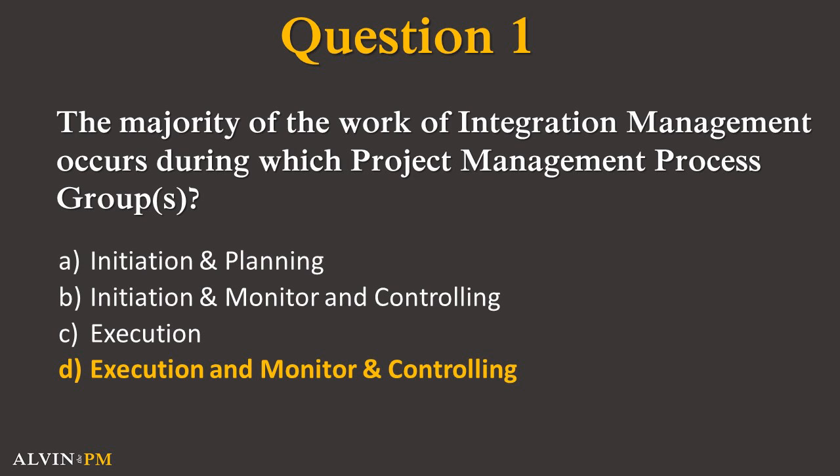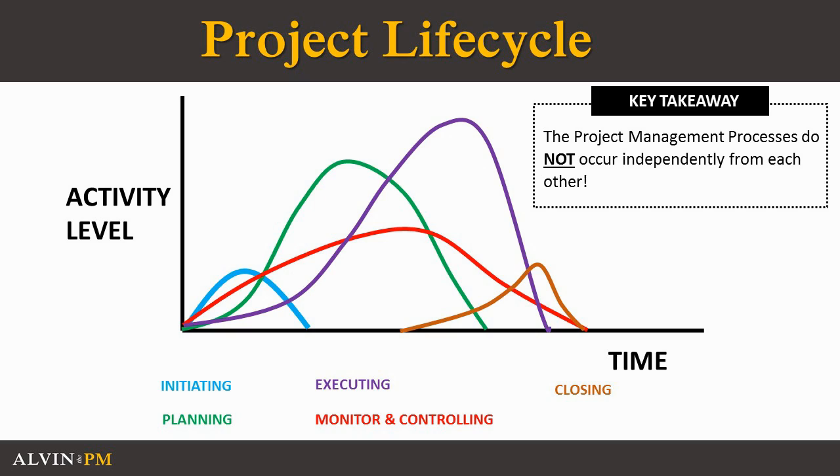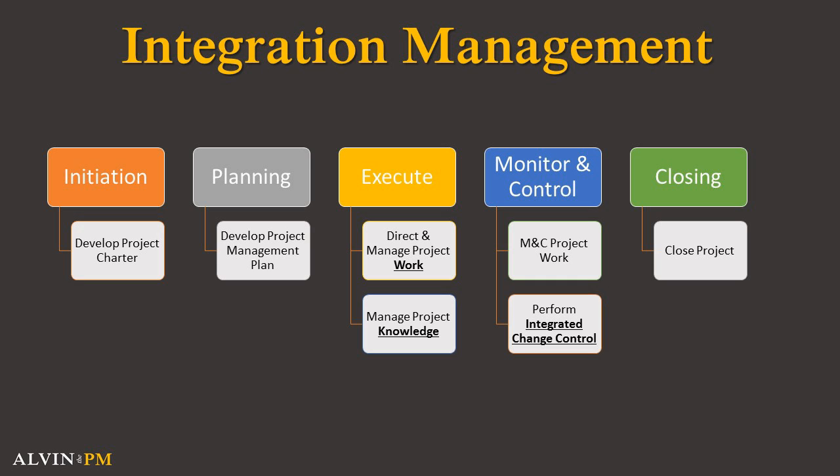As we saw in our project lifecycle video, I'll put a link in the show notes and the description below. The project management processes don't occur independently from each other, and instead, they occur simultaneously as shown in this graph. In this question, the vast majority of work for integration management occurs under the following process groups: directing and managing project work, and managing project knowledge during the execution phase. And lastly, monitoring and controlling project work and performing integrated change control during the monitoring and controlling phase.